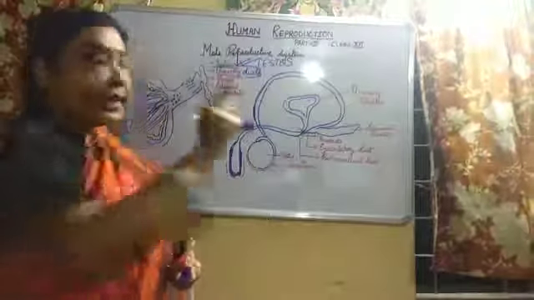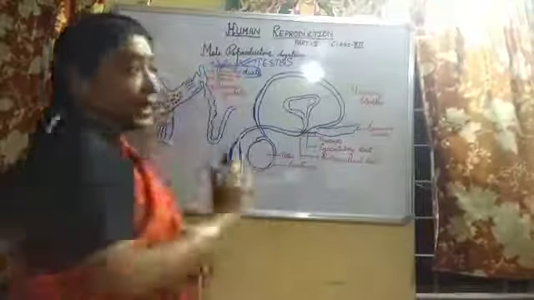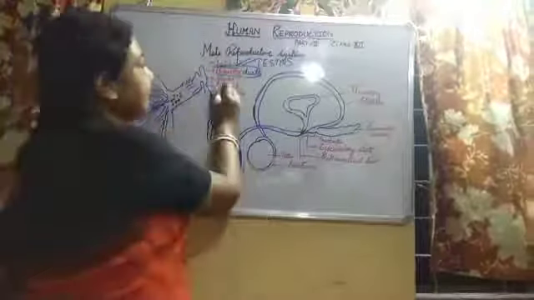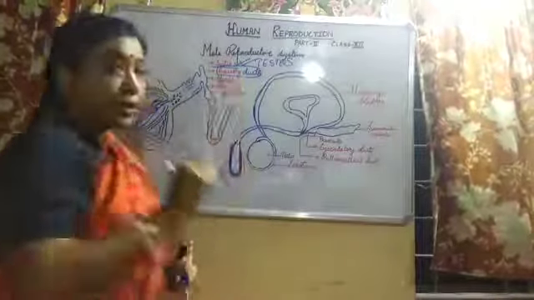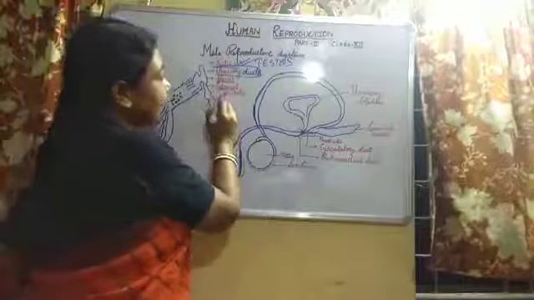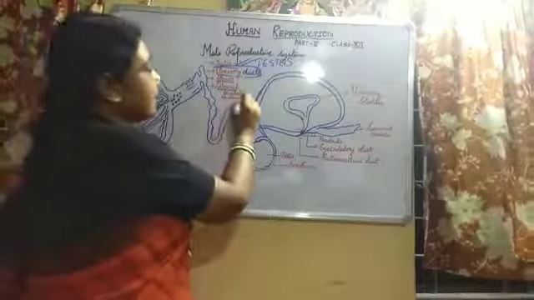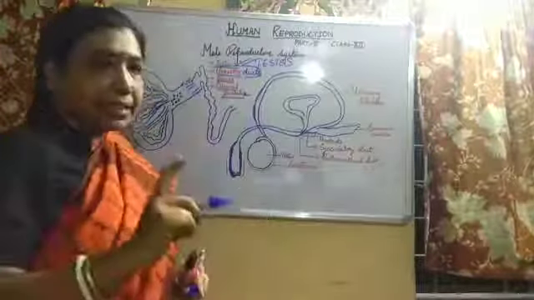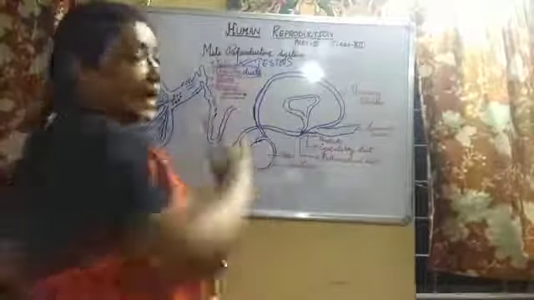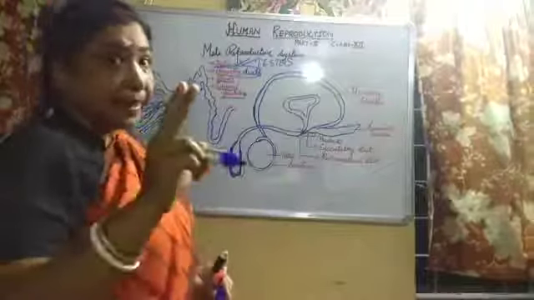So, along with the testis, what are associated? You have some associated accessory ducts, meaning the duct system is there. Then there are several associated glands also. And ultimately, there are certain structures which are known as external genitalia.